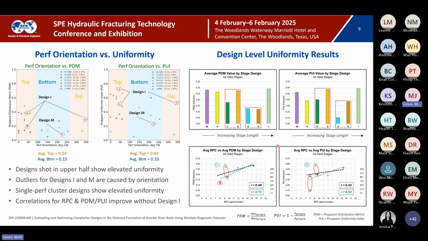When we look at the strength of correlation between average rate per cluster and average PDM or average rate per cluster and PUI, we can see that with all designs included, the strength of correlation is still quite strong. When we omit the outlier for design I, just because of perf orientation bias, we can see that the strength of correlation effectively doubles. So we know several things at this point. We know that designs that generate higher levels of rate per cluster tend to generate better treatment uniformity. And we also know that designs perforated in the upper half of the casing tend to outperform designs in the lower half of the casing. So perf orientation definitely matters.